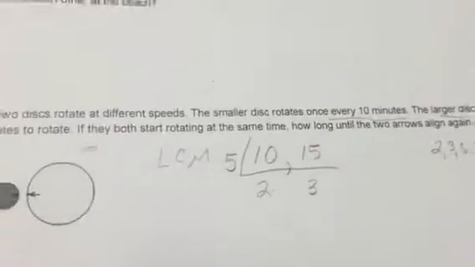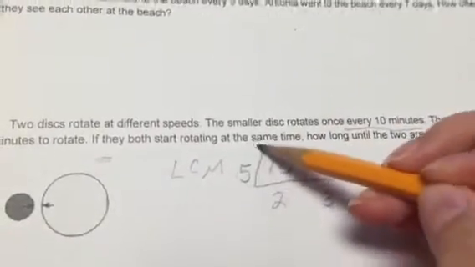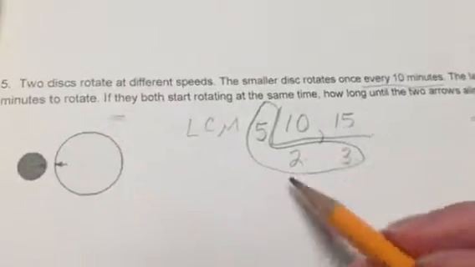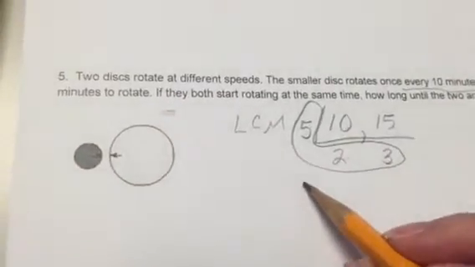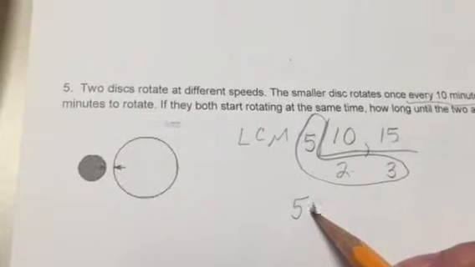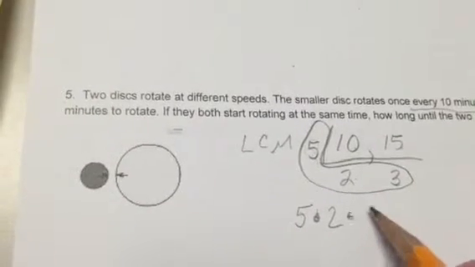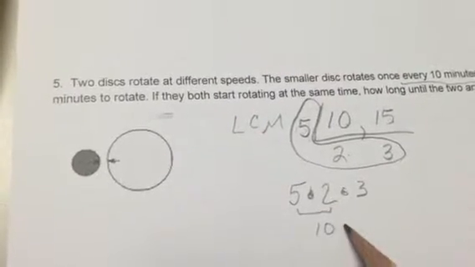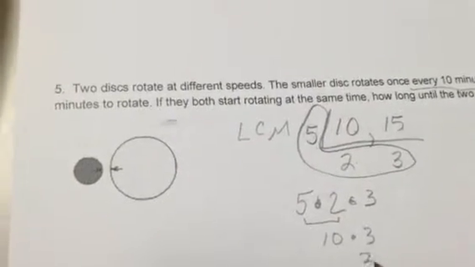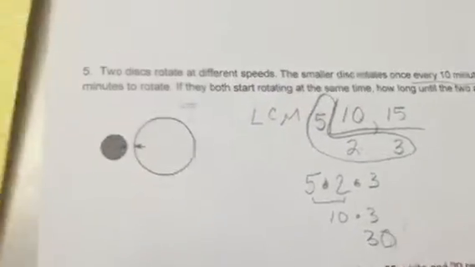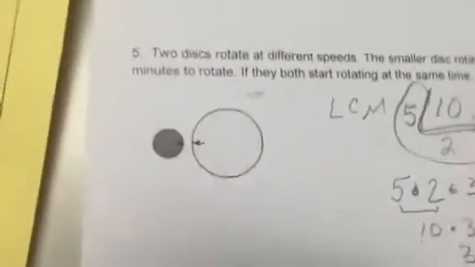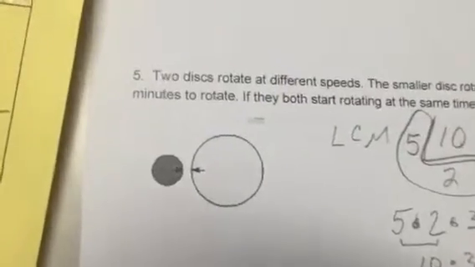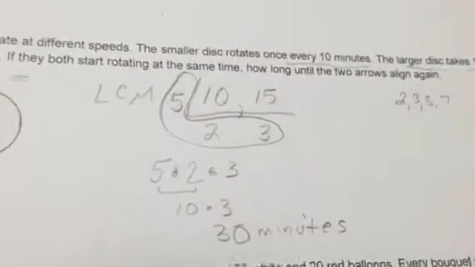So I say, well, this is LCM, so I'm going to make my L. Those are the numbers I'm going to use to find the LCM. I'm going to do 5 times 2 times 3. 5 times 2 is 10, times 3 is 30. So that means it's going to take 30 minutes for those discs to align.